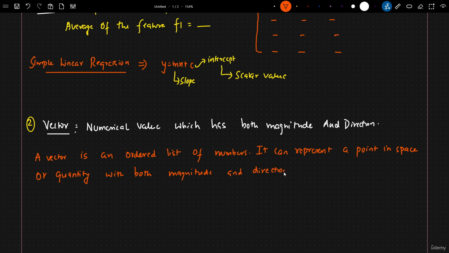Now let's talk about this. Okay. This is a really important definition. I've given two types of definition. One is in terms of physics. One is in terms of data science. First of all, we'll take an example with respect to the first definition. It is a numerical value which has both magnitude and direction.